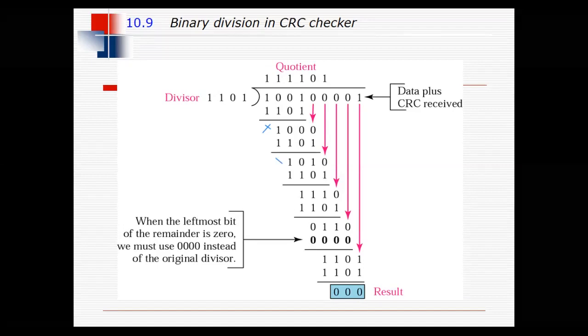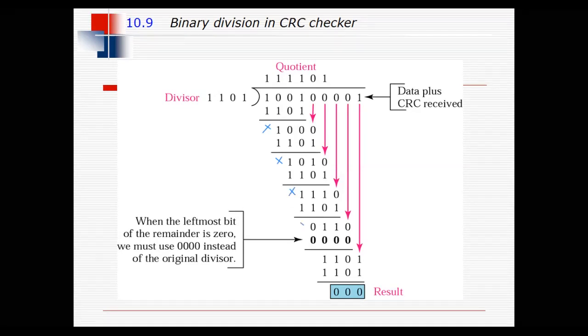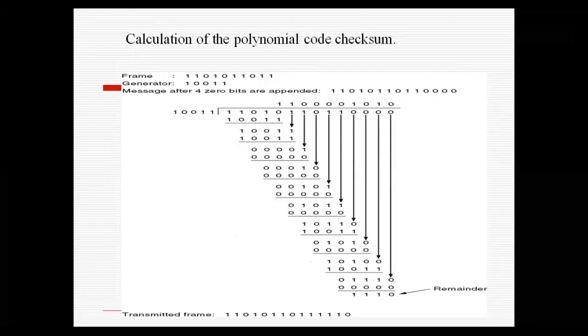Similar pattern, as we proceed further, as per our practice, we will cancel the first bit position and finally try to identify the remainder. So if our result is 000, it means we have received the correct data, meaning the data that is sent by the sender is received properly. So let's take another example.